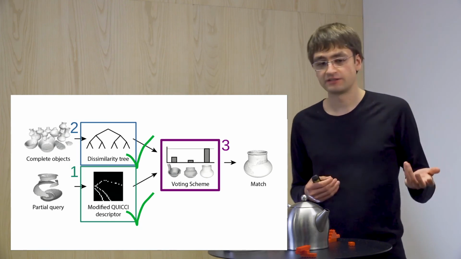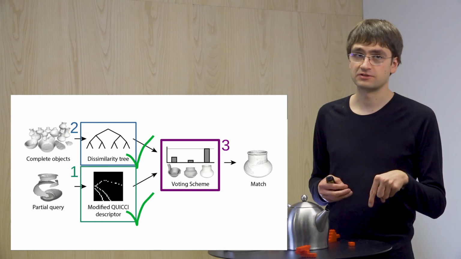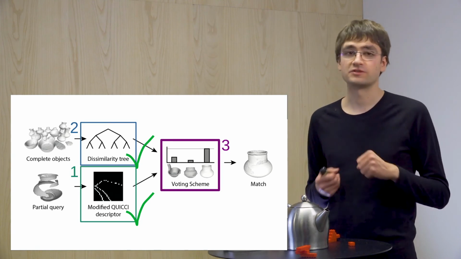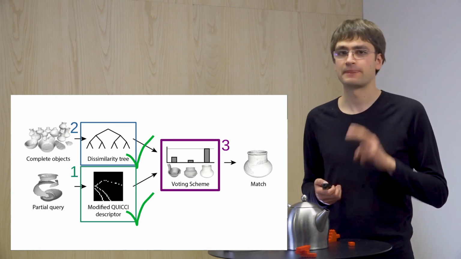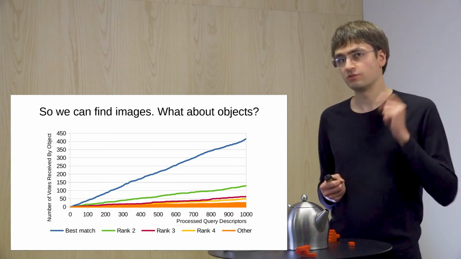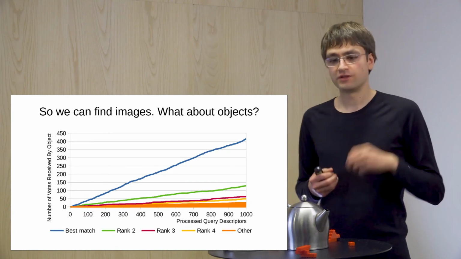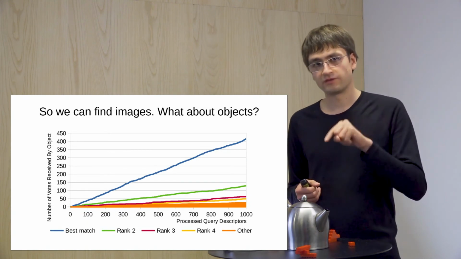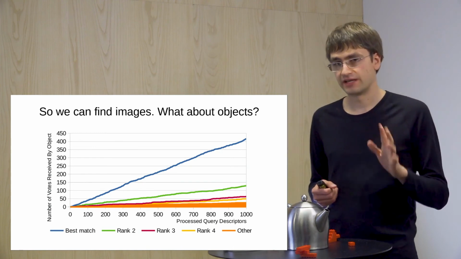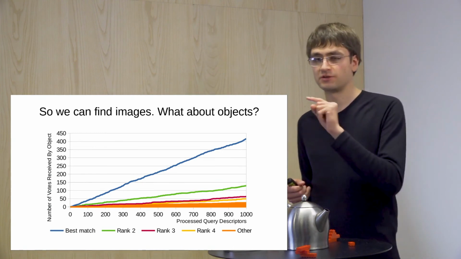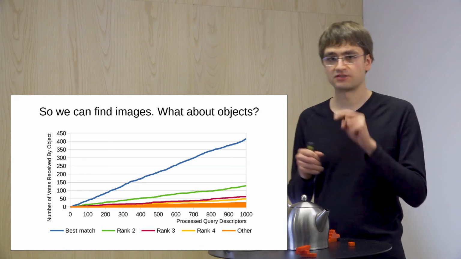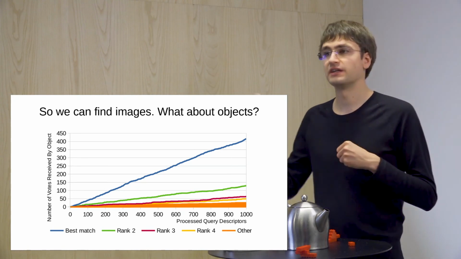We can find similar points to the ones in our surface, but we still need to determine which object is the best match for our query. How do we go about this? Well, we did an experiment for this. We took our query object and we took random points from its surface. Then, for each of these points, we determined which object the best match to that particular point belongs to in our dataset.